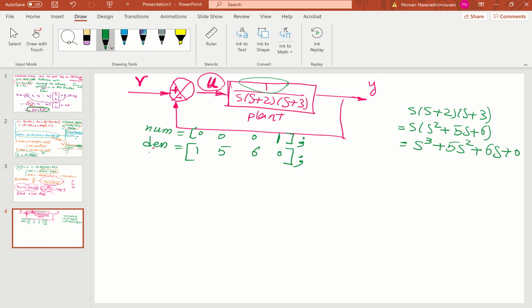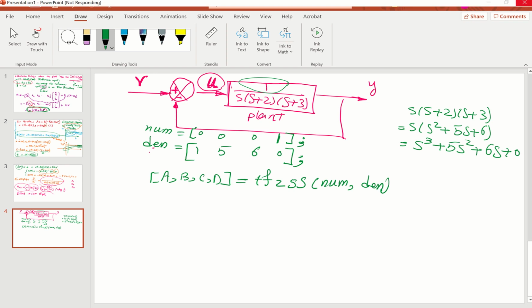So by doing that, as I taught you, you can type this command: [A,B,C,D] equals transfer function to state space of num and den. This gives you A, B, C, D. Let us do that together, because we are designing a controller for the third order system.